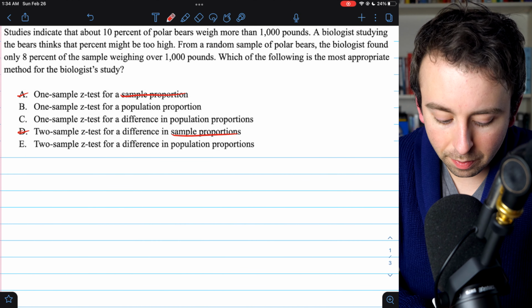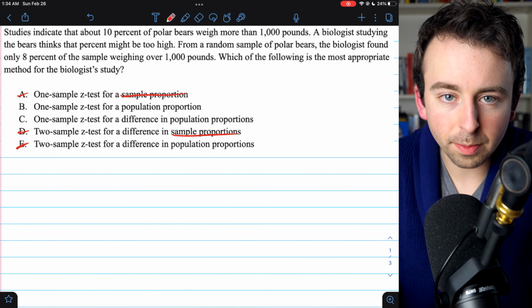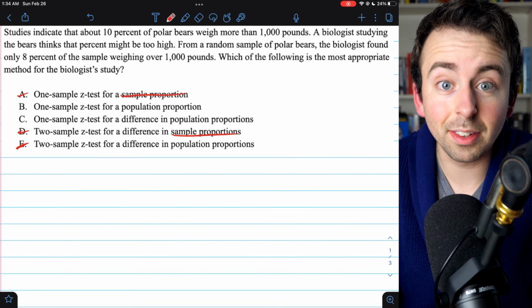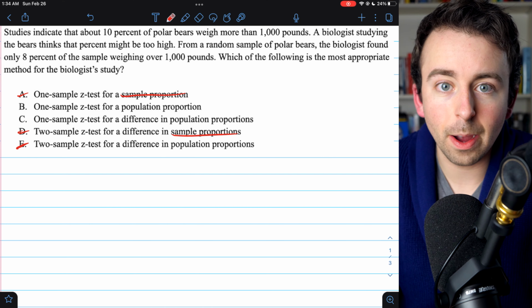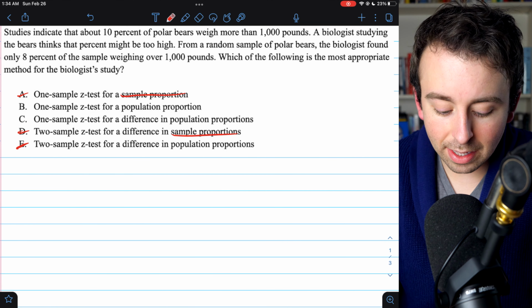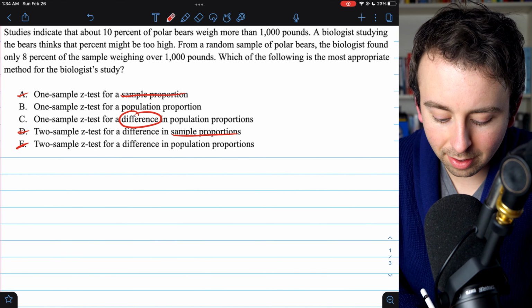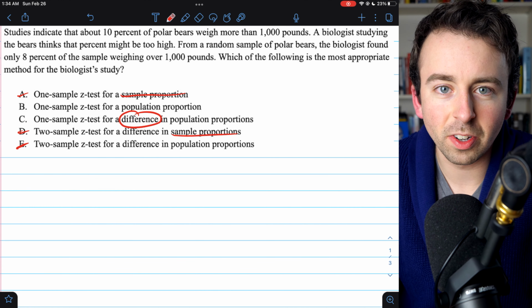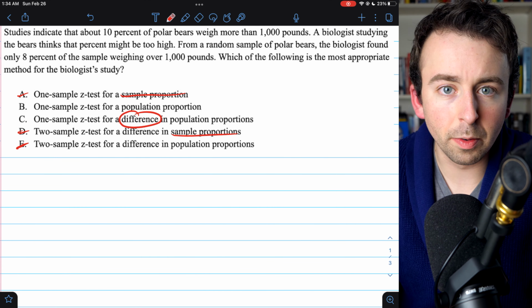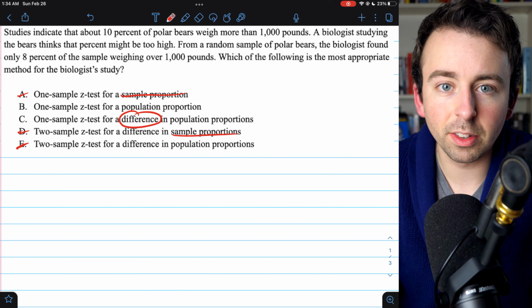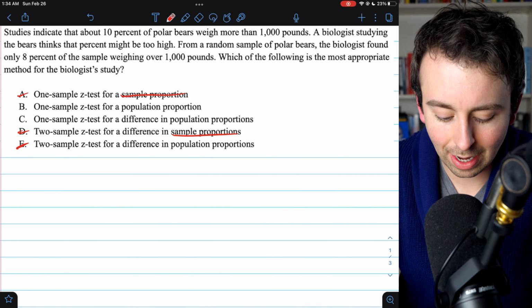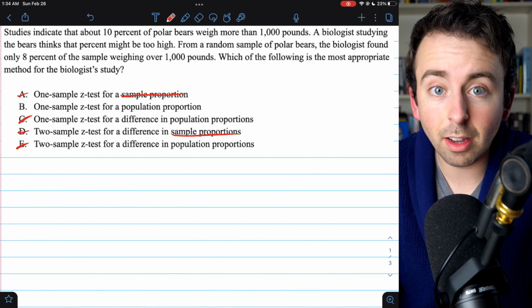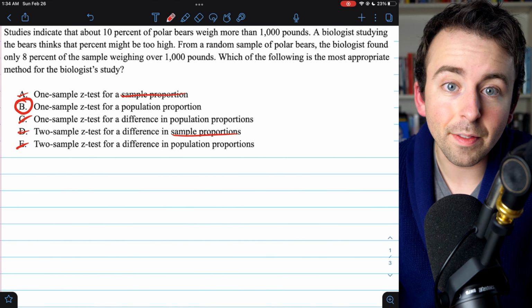We can also get rid of the response that mentions two samples. We don't have two samples. We have a single sample of polar bears where 8% of them weighed over 1,000 pounds. Since we only have one sample, we can certainly also disregard the response that mentions a difference in proportions. We're not talking about two different populations and what the difference in proportions might be, and we certainly don't have two samples to complete such a test. So response C is also incorrect. Again, we arrive at B.